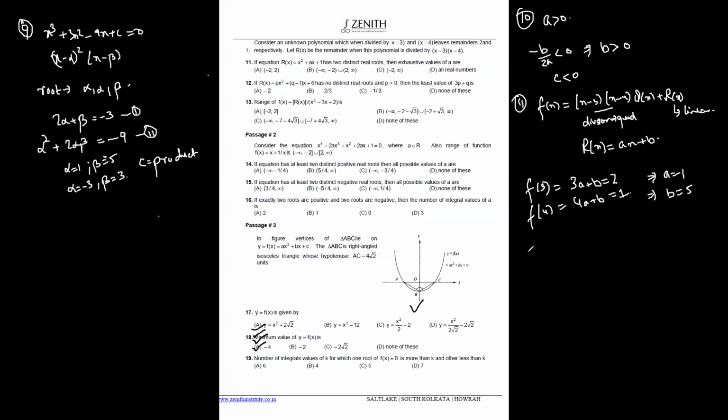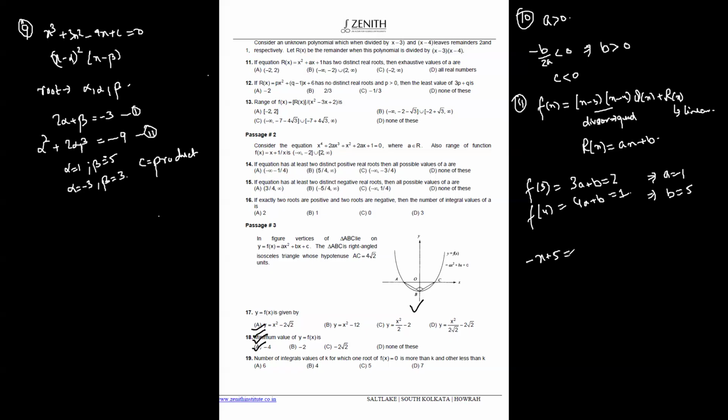So question number 11, Rx equal to x square minus x plus 1 has two distinct roots, then the exhaustive values of A. Sorry, I misinterpreted the question. So Rx is Ax plus B, which gives minus x plus 5.